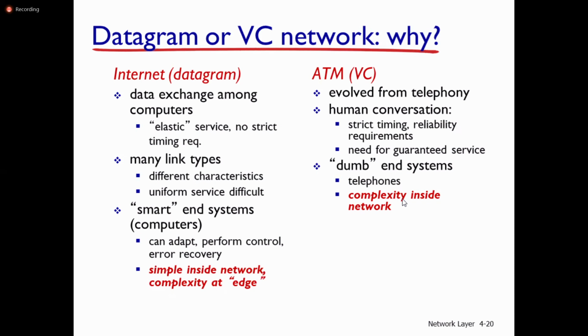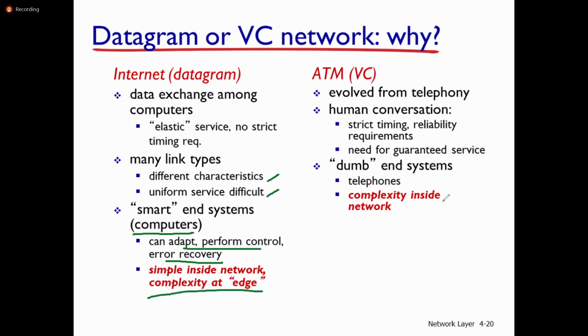So in datagrams, for data exchange among computers, no strict timing is required. There are many link types here with different characteristics, so uniform service is difficult. Smart end systems can adapt, perform control as well as error recovery in the datagram approach. So it performs error control, error detection as well as error correction. So simple inside the network, complexity at the edge device.